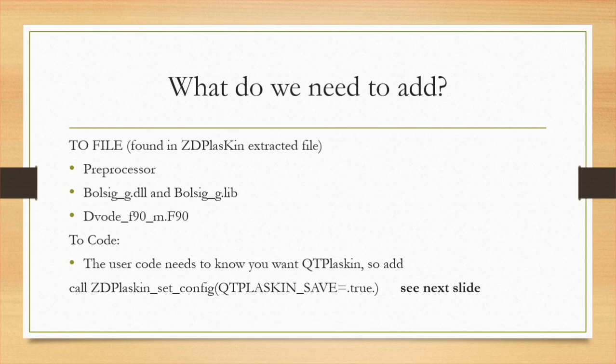We also need the differential equation solver, devode_f90_m.f90, as we need something that can solve our kinetics problem. Finally, we need to go into the user code itself and include that it wants to read and deposit a QTPlaskin file. So in that case, we're adding this line here. This is what will tell the code, hey, you want to bring these out as QTPlaskin results, so we can plot them.